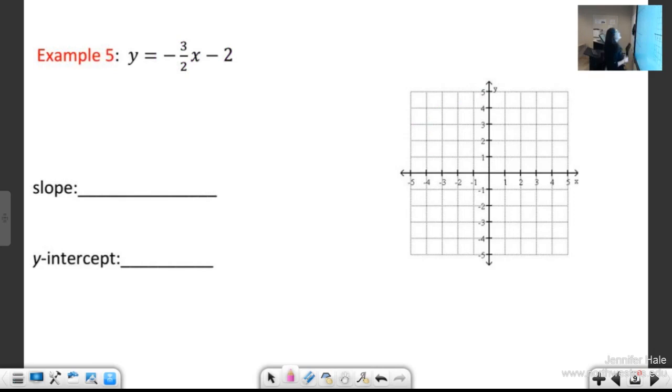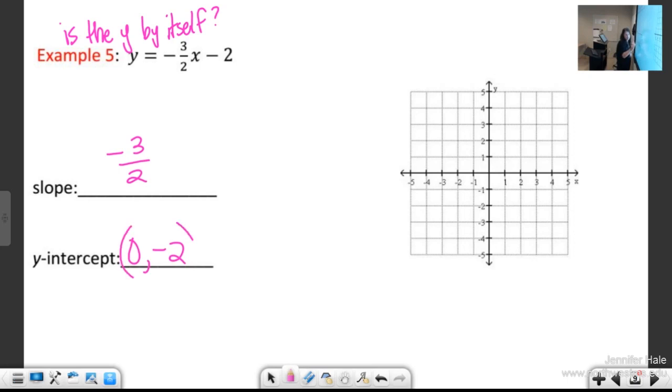All right, so the next one, example 5. Remember, I want you to always ask yourself, first, is the y by itself? Am I good with this one? Is the y by itself? Yeah. All right, so what's my slope here? Negative 3 over 2, and my y-intercept? Negative 2. Okay. So always pick out your two numbers and then turn this the way it's supposed to look. Fill in the 0 for the x.